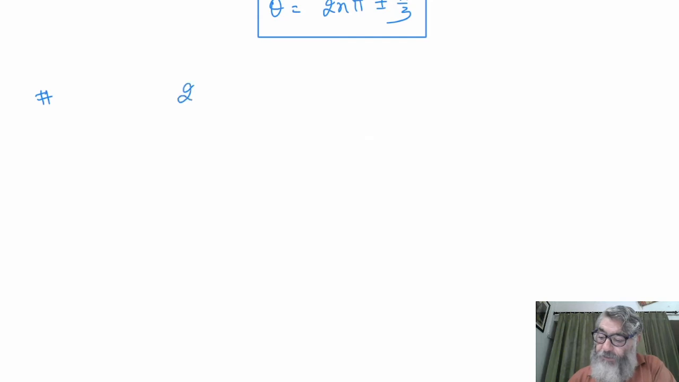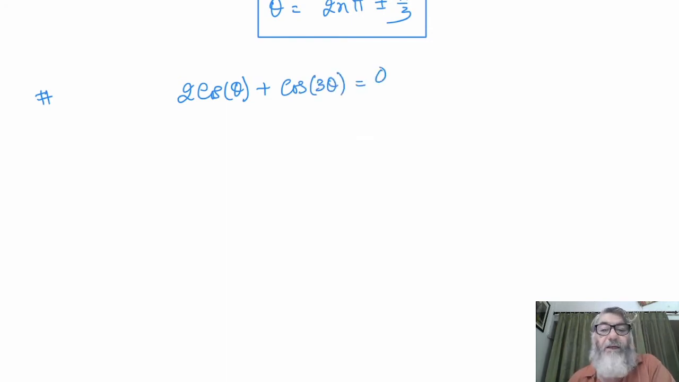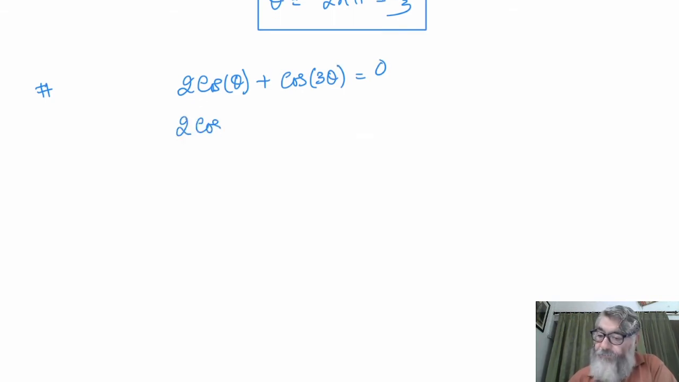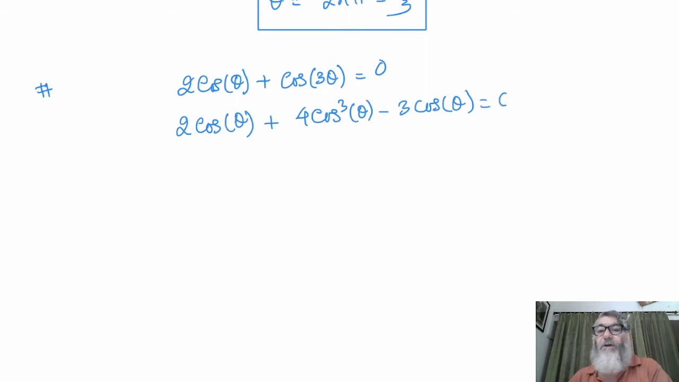2 cos theta plus cos 3 theta is equal to 0. It's mainly application of your formulas. 2 cos theta, then I am saying plus cos 3 theta, which is 4 cos cube theta minus 3 cos theta, is equal to 0. Cos 3 theta is 4 cos cube theta minus 3 cos theta. So what will it become?